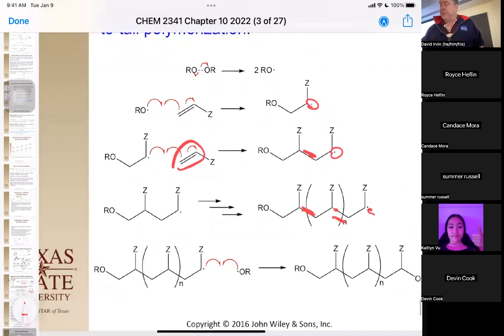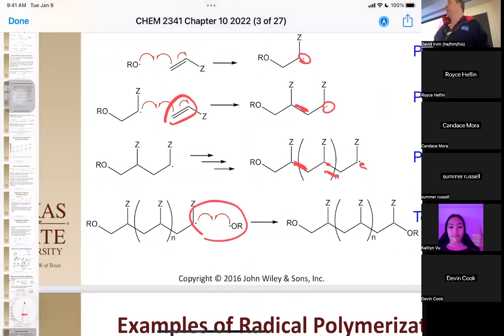Your termination step is typically having your radicals initiator terminate the reaction, and you end up with that at the end of your chains. Okay, so do you see how this mechanism is exactly the same as the other one we did, but instead of creating just one little molecule, you're creating one big molecule. Okay, so it's the exact same chemistry. Okay, questions on the chemistry?